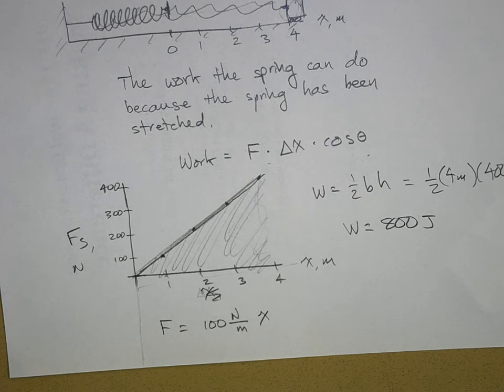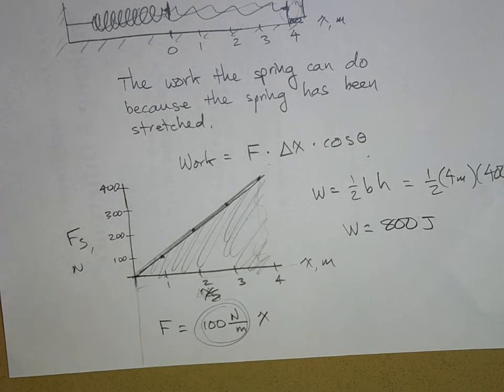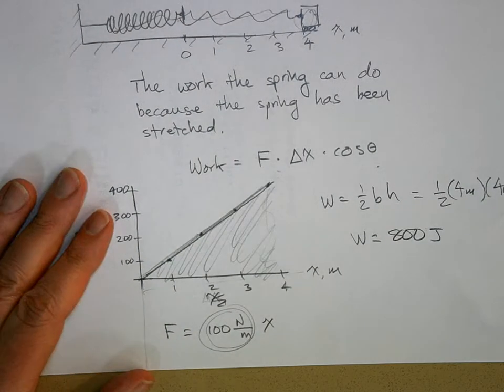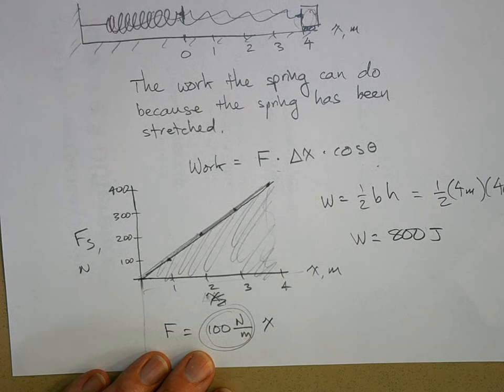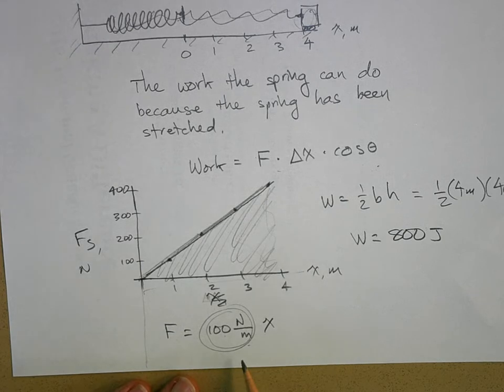Now, I'll save the negative sign for later. This right here is a measure of how stiff the spring is. That is, if you want to stretch it 1 meter, you're going to have to apply 100 newtons of force. What if I want to stretch it 3 meters? Well, then it'd be 300 newtons of force. What if I wanted to stretch it 1/2 meter? How much force would I need? Yeah, 50 newtons.